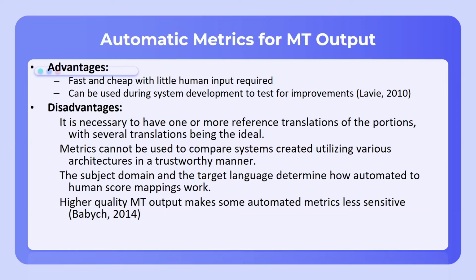As for its disadvantages, the first is that it is necessary to have one or more reference translations of the same portions, with several translations being the ideal. And the metrics cannot be used to compare systems created utilizing various architectures in a trustworthy manner. So the subject domain and the target language determine how automated to human score mappings work. Therefore, higher quality MT output makes some automated metrics less sensitive.